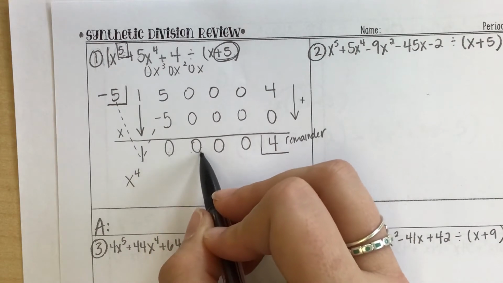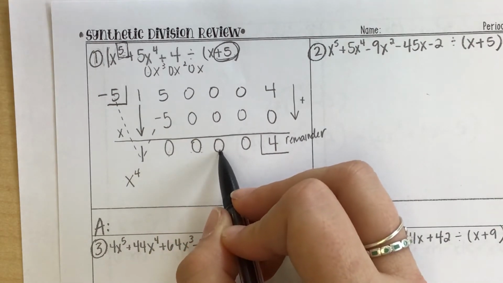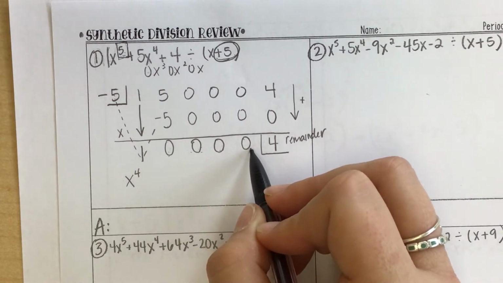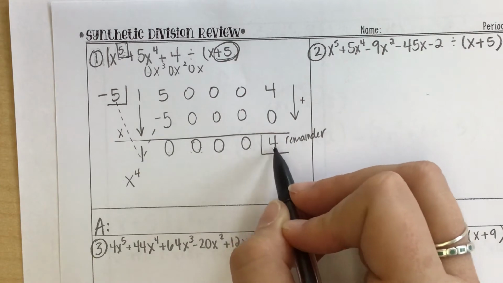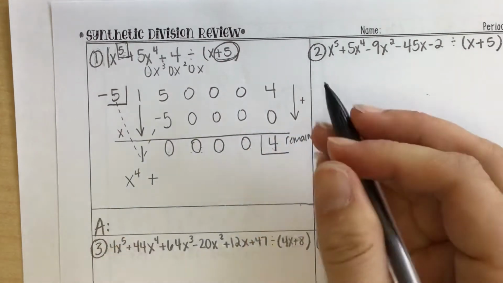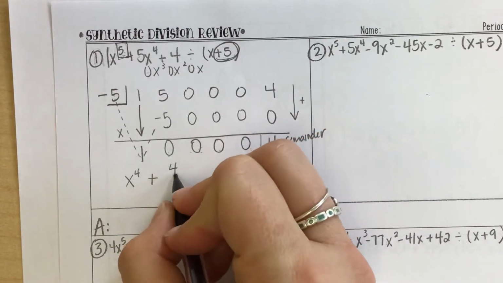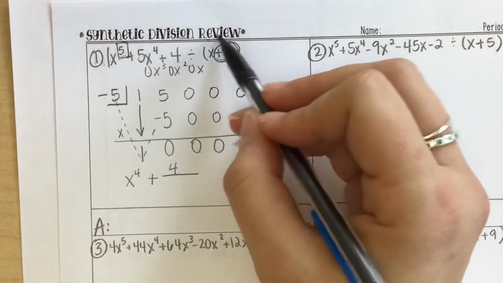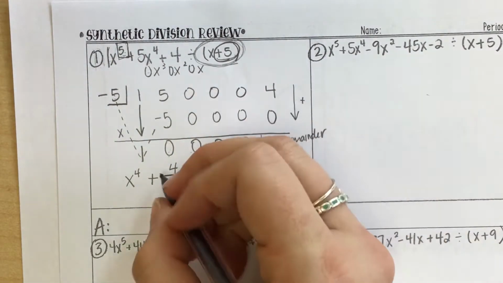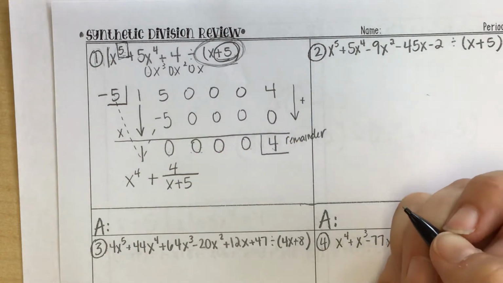There's my x squared term. It's a 0. I don't have to write it. There's my x term. It's a 0. I don't have to write it. And then there's just my number. It's 0. I don't have to write it. And then I have my remainder. Now, my remainder is a positive answer, so I'm going to use plus. If my remainder was negative, I'd use minus. And we're going to make a little fraction here. We put 4 over this expression that we were dividing by, x plus 5. All right, and then that's it.